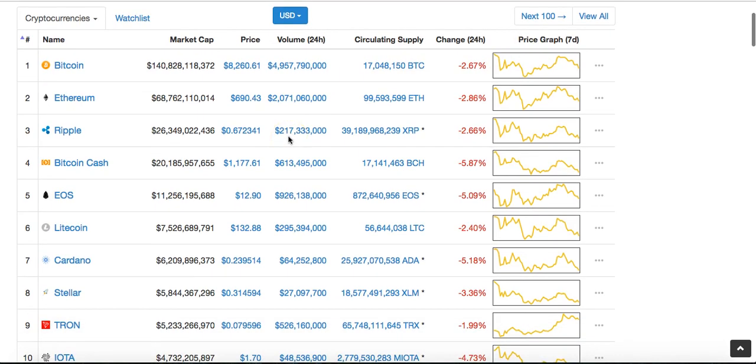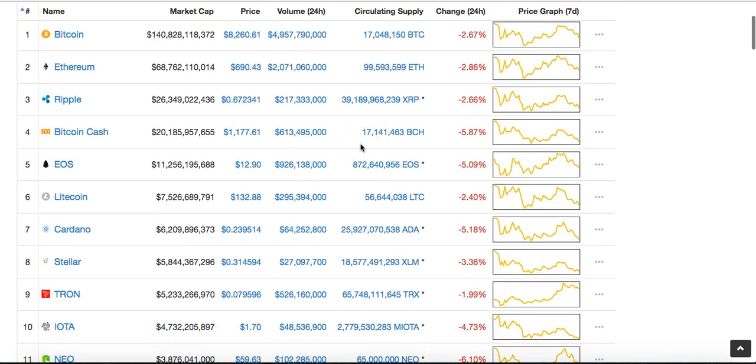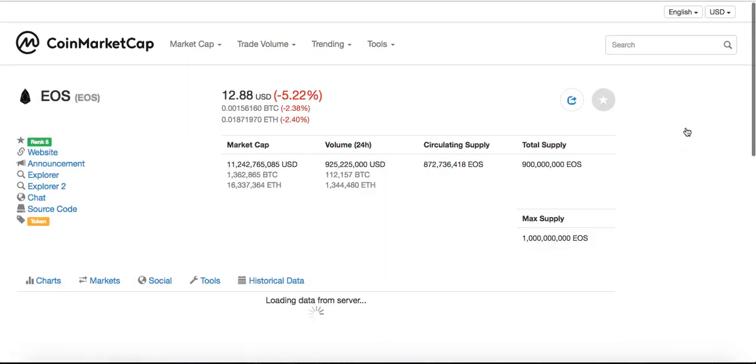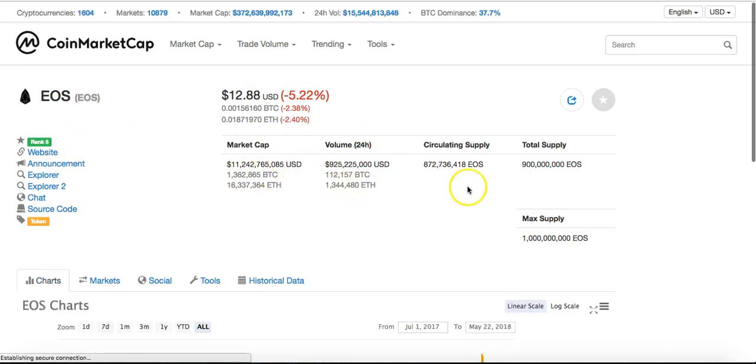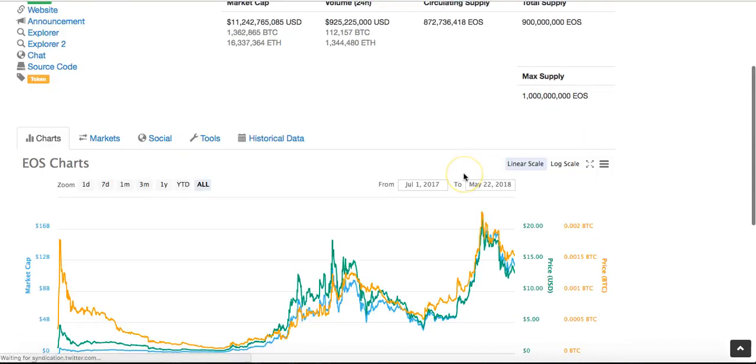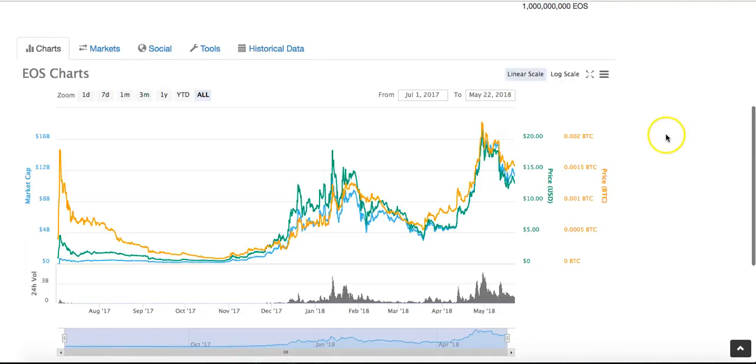Another great thing to do is, if you're interested to see what is Tron? What is Neo? What is Litecoin? What is EOS? You can actually click into the actual token, for example EOS. It will show you a little bit about it, market cap, total supply, max supply, and it will show you the graph, similar to what Coinbase has.